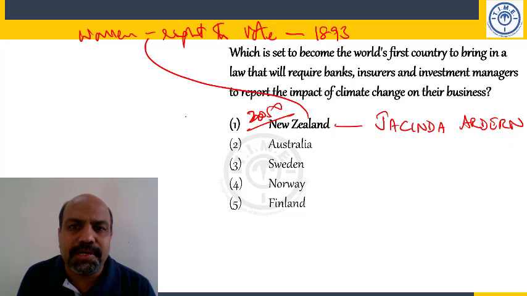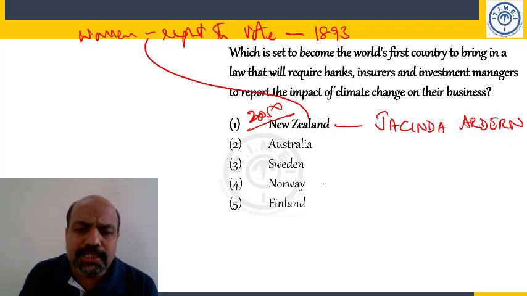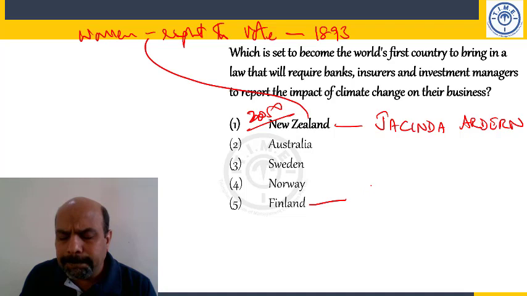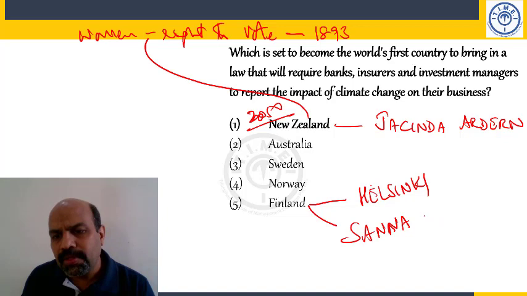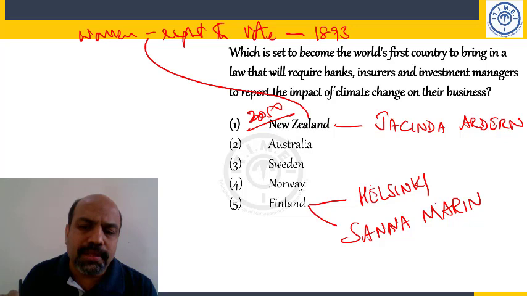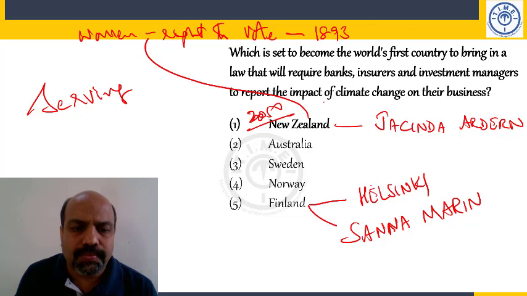Chalo, ek aur desh lete hain. Shall we look at Australia? We know Finland, Sweden. Okay, we'll do one thing. We'll just look at Finland. Finland's capital is Helsinki. And the Prime Minister is Sanna Marin. Youngest female serving head of state in the world. She's 34 something. Okay, next.